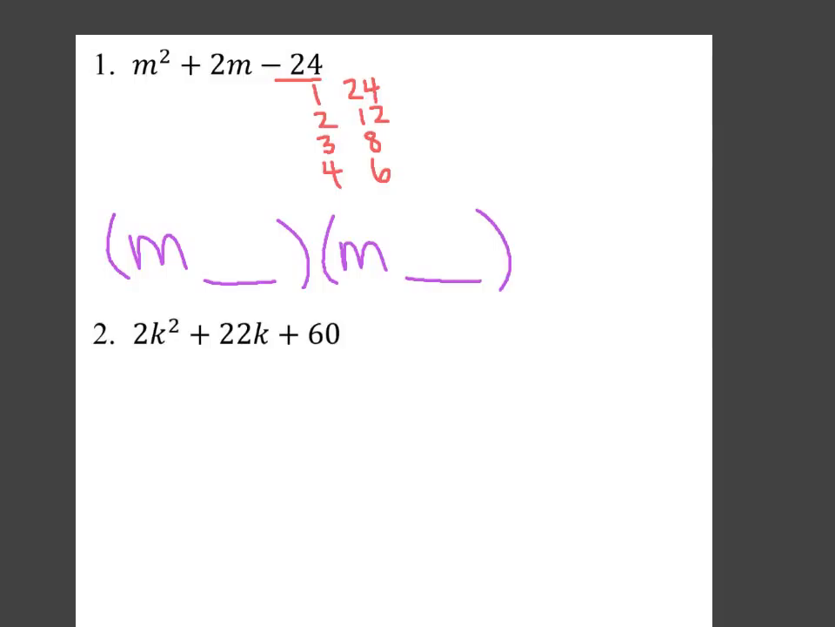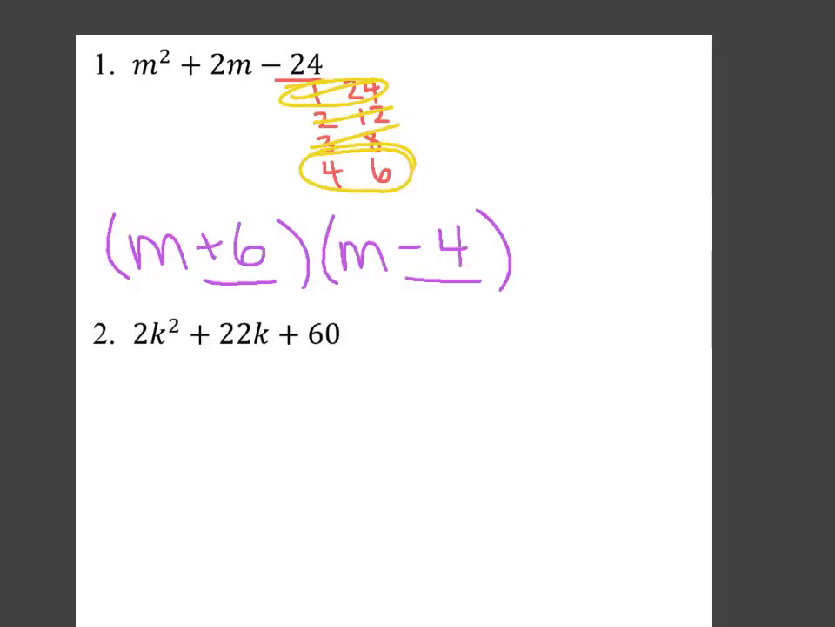Well, let's think about 1 and 24 first. Well, do those add or subtract to make 2? No, they will not. What about 2 and 12? Nope. 3 and 8? Nope. But what about 4 and 6? Well, 4 plus 6 gives me 10. But 6 minus 4 could give me a positive 2. So those are the two numbers that I'm going to use. I'm going to use a positive 6 and then a negative 4 so that I get 6 minus 4.